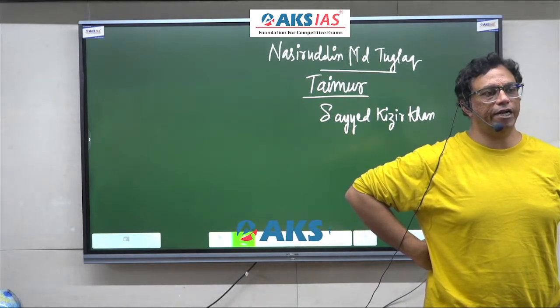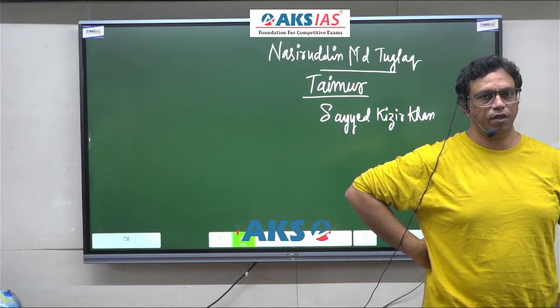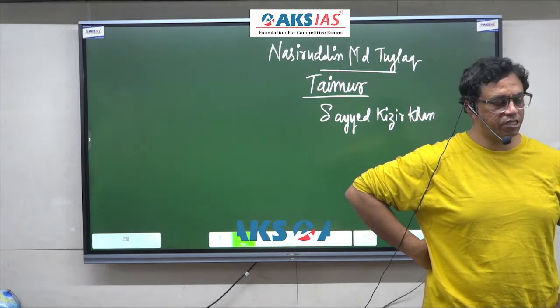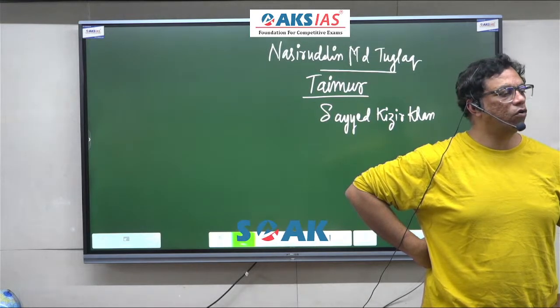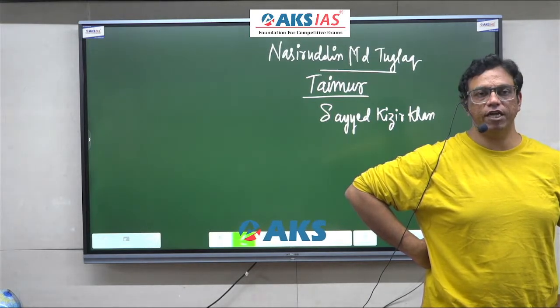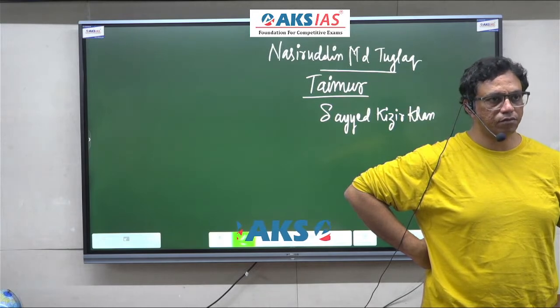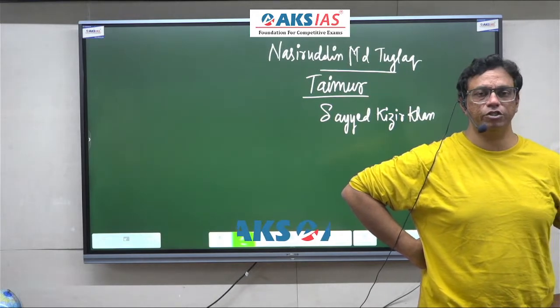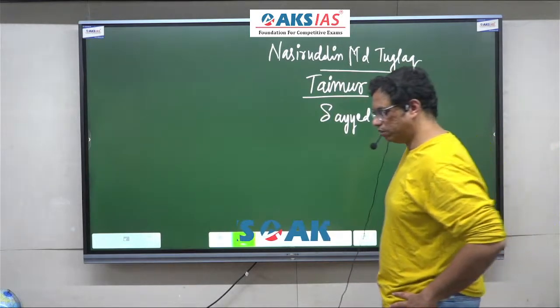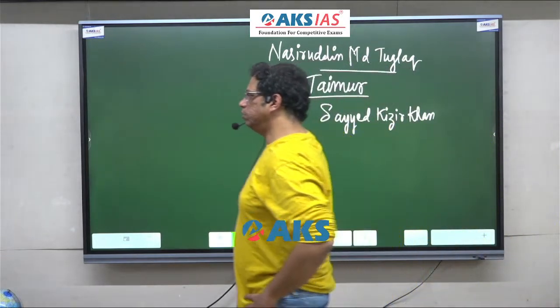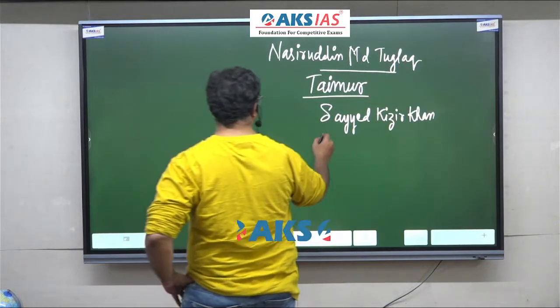There are no great achievements of Sayyid dynasty rulers. The last ruler was Alauddin Alam Shah.